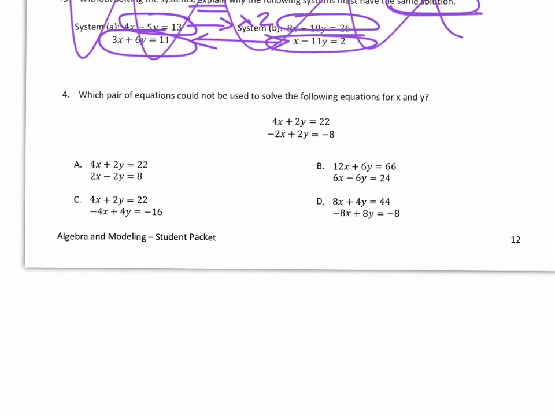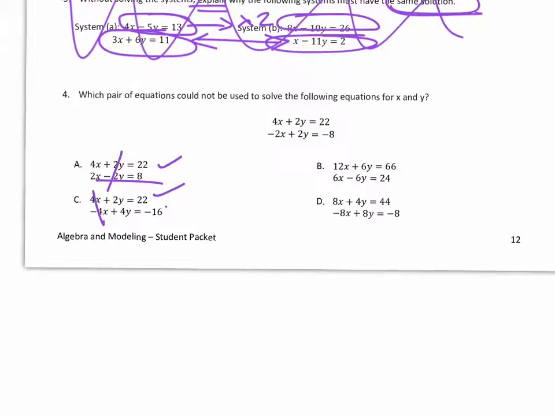4. Which pair of equations could not be used to solve the following for x and y? So we just did one like this. So the top is the same. The bottom, they did the opposites. So that's right, and then look, I can go ahead and cancel out my y's. So the next one, or C, is the same on top, bottoms by 2. And the x's would cancel, so that's a good one.